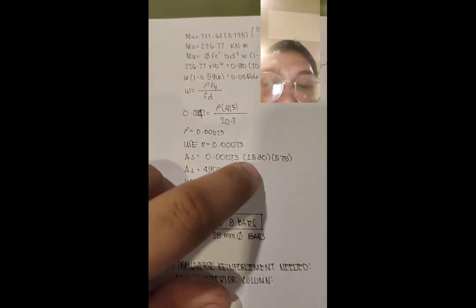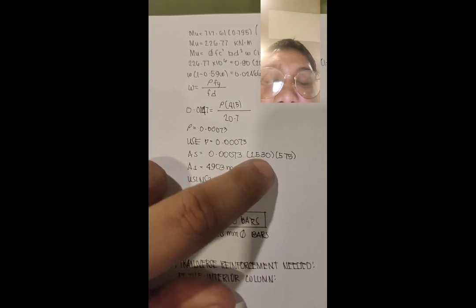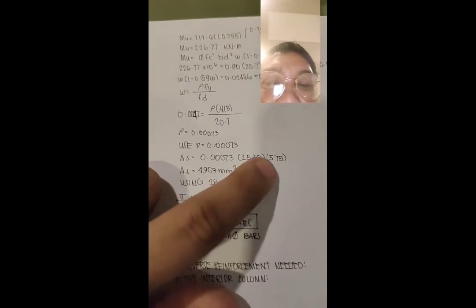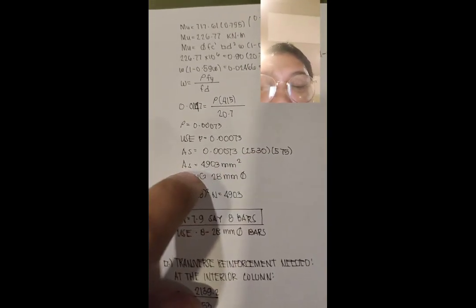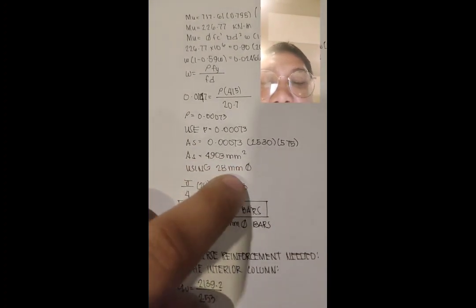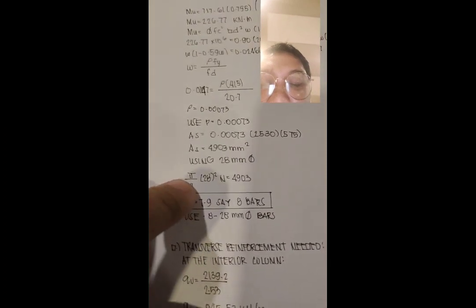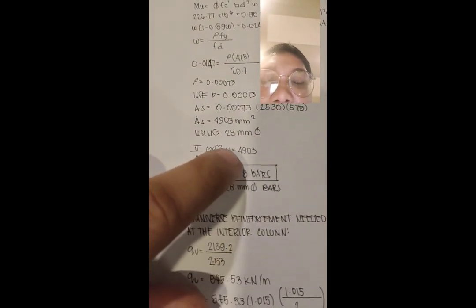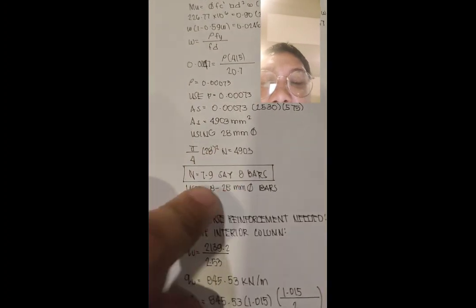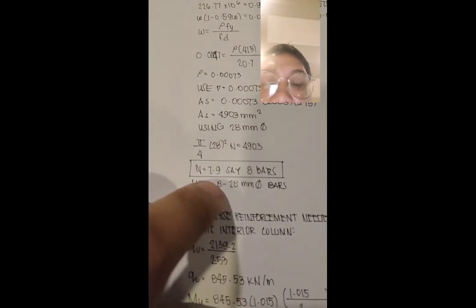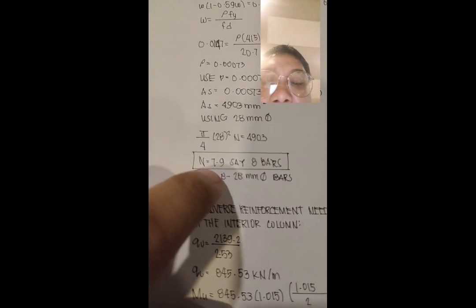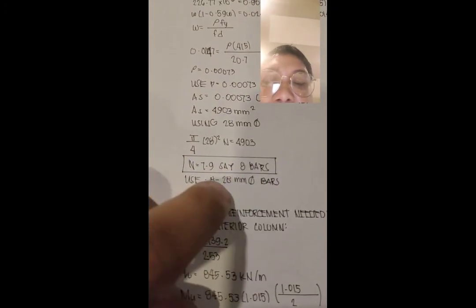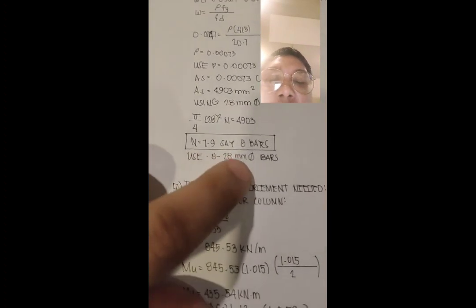Sa AS natin to get the area of steel, we have P natin ng 0.00073 times 2,530 na base times depth na 575. So, ang area of steel natin is 4903 millimeter square. Using 28 mm diameter bar ng bakal, we have here the pi over 4 times 28 mm squared and is equals to 4903. So, ang number ng diameter bars natin is 7.9. Sabi natin 8 bars na lang. Use 8 na 28 mm bar diameters.